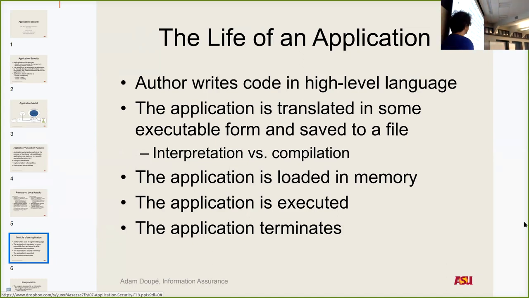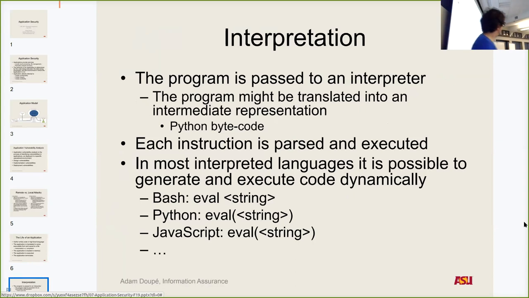That application is translated into an executable. It's called either the compilation or the just-in-time compilation process, and we'll talk about interpretation in a second. It's loaded to memory, executed, runs, and eventually terminates. Right, it's very straightforward. Of course, it's easy to see how you write a program in C and it's compiled into an executable, and then you run it. We'll actually talk about that in depth as well. But let's talk about interpretation first.